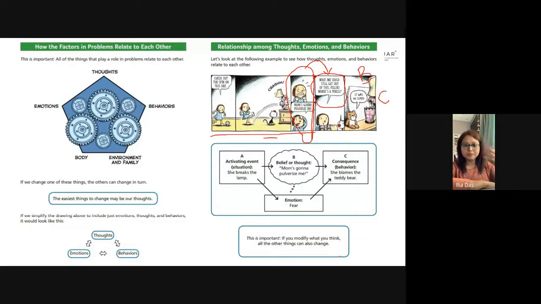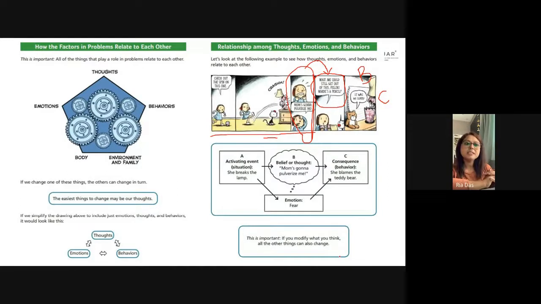What do you think? Physiologically, what will she be doing? She's written a note, and she's kept it beside the teddy. It means she is hopeful that she might not get punished.